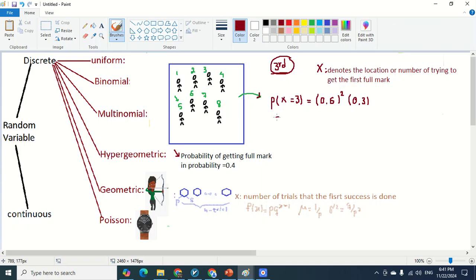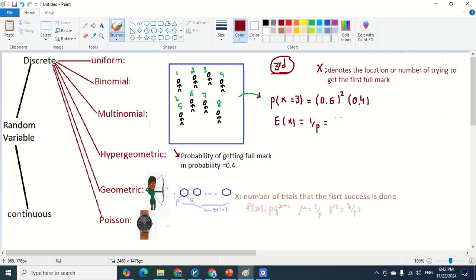So the expected value over here means the number of tries that you should do to get the first full mark is 1 over p. With that concept, the probability over here is 0.4, so I should change it to 0.4. I should correct this value to 0.4. I thought that it was 0.7.